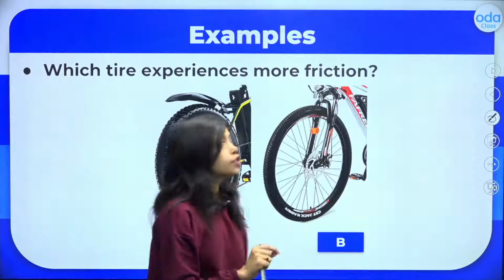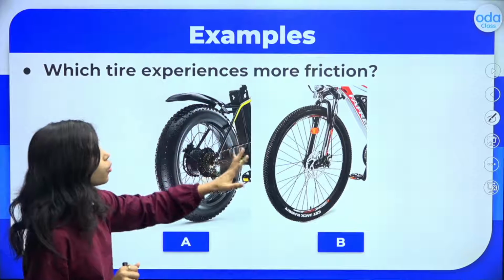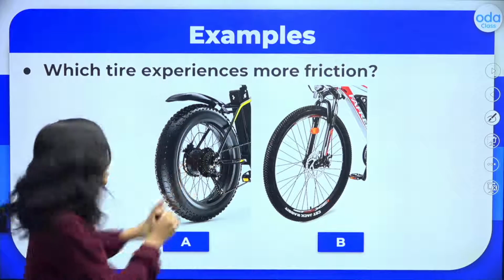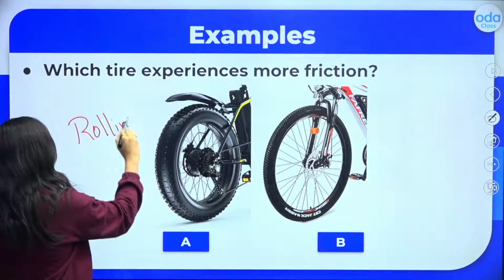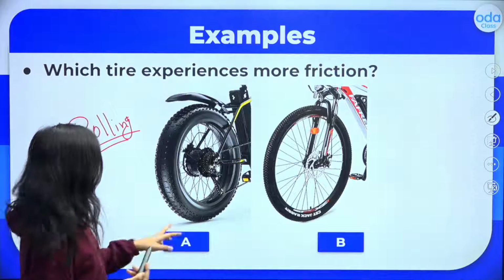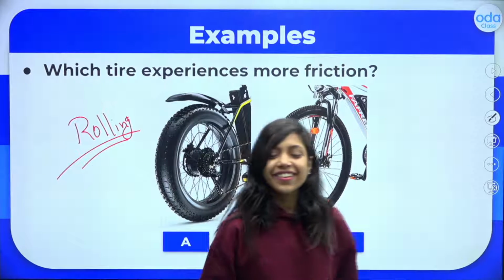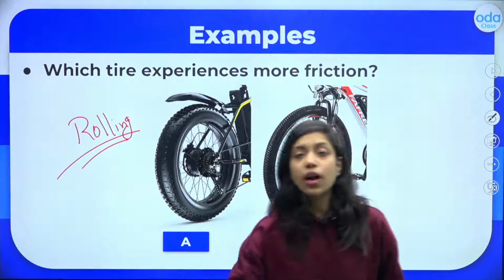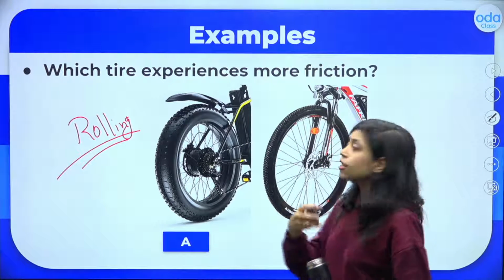Now I have a question regarding rolling friction only. Which tire experiences more friction? Of course, when it comes to a wheel, it will be rolling friction. Now tell me which tire is experiencing more rolling friction, tire A or tire B? Think and let me know in the comment box, please. Okay. Try to answer, everyone. Be quick. Tell me which tire will experience more friction.